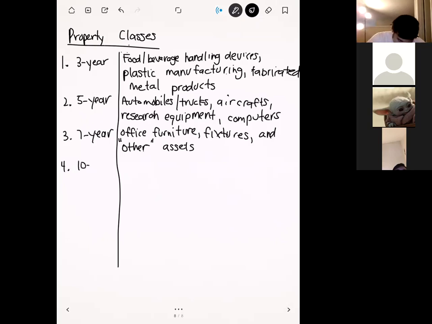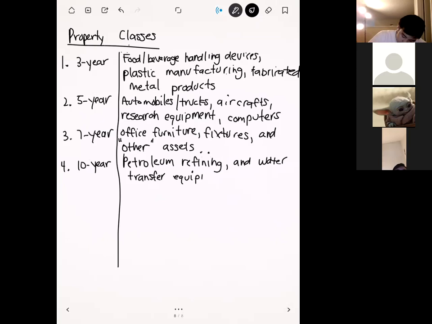Next is 10-year. 10-year properties are things like petroleum refining, and also water transfer equipment. All right, so there's two more. These are 15-year properties. For 15-year properties, these are things like telephone distribution plants.